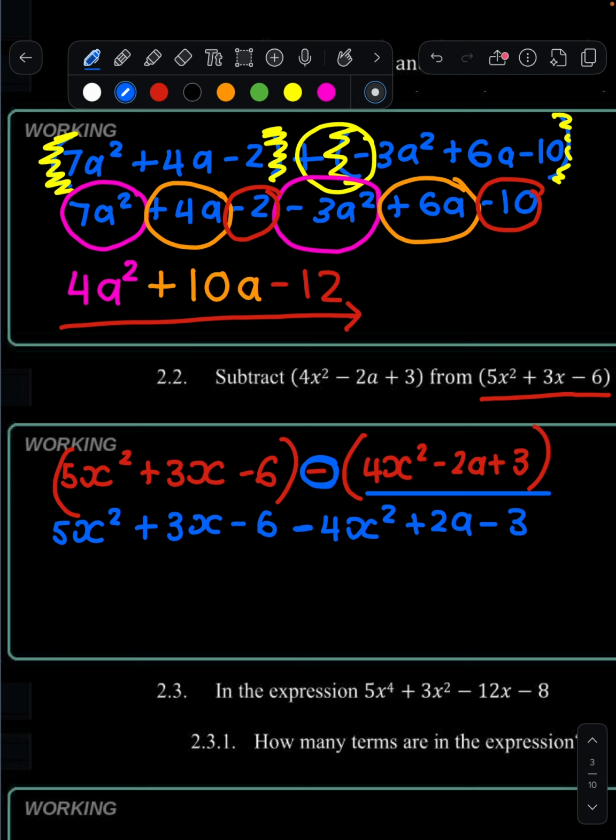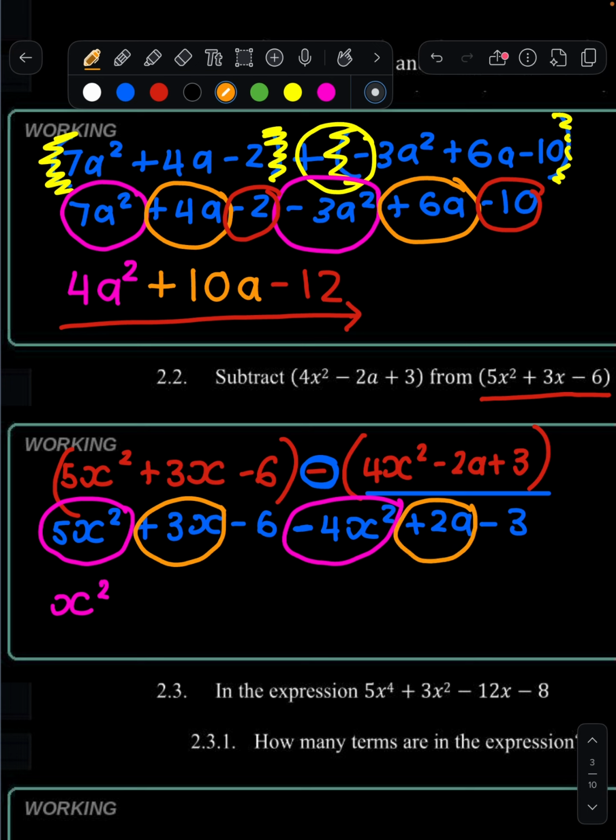Okay, and then if we work this out exactly like we did before, we are just going to simplify the like terms. So let's see, all of our x squared. We've got 5x squared minus 4x squared. So 5 minus 4 is 1. So we're just going to have x squared. You can put the 1, you don't have to put the 1.